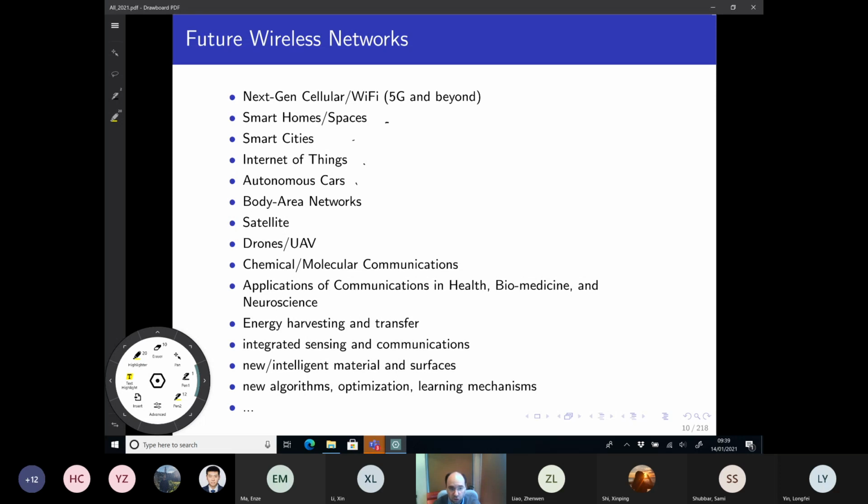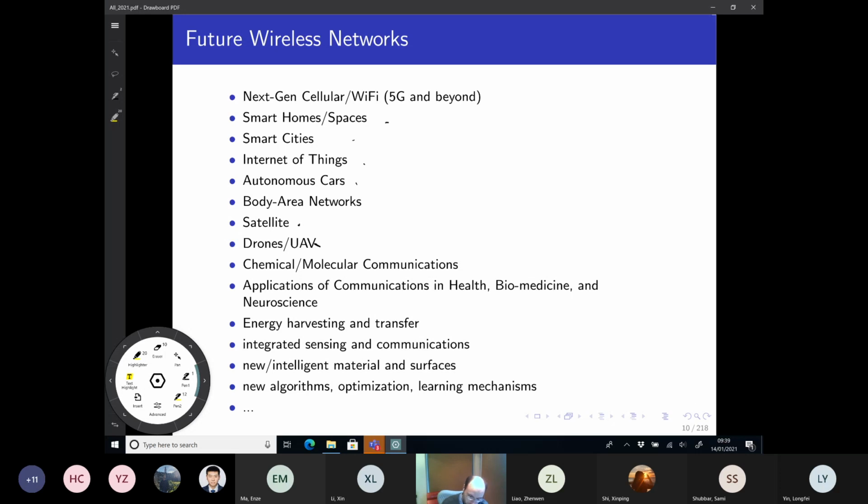It's not limited to terrestrial systems. You can have satellite systems, right? For instance, Longfei is working on future communication theoretic techniques for future satellite systems and integration of satellite and terrestrial systems. You can have drones and UAVs. That's also popular. So you have a flock of drones flying around. How can you design communication for all those drones?